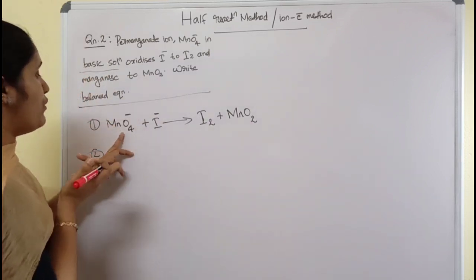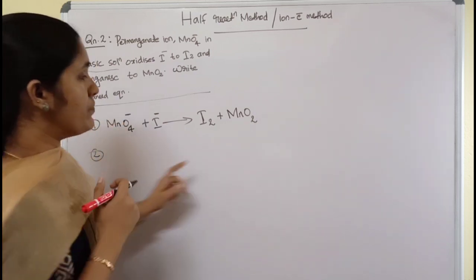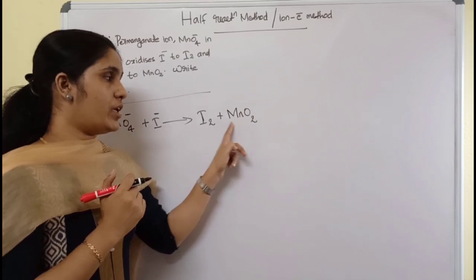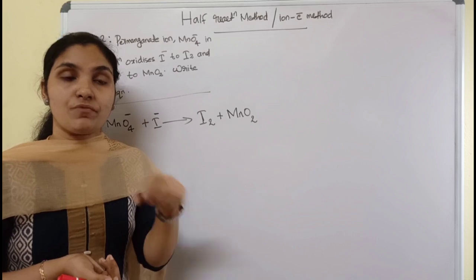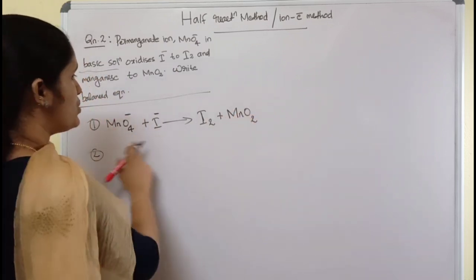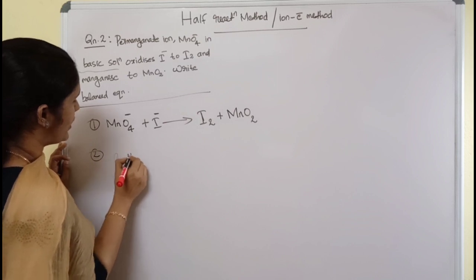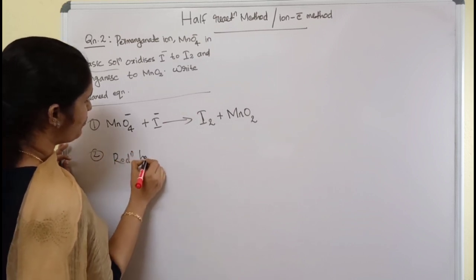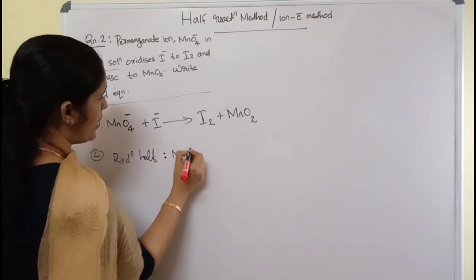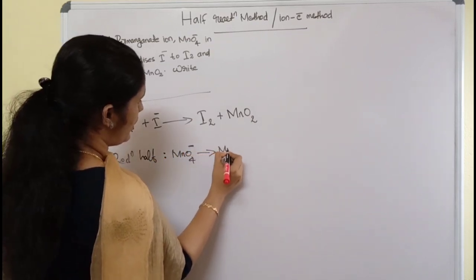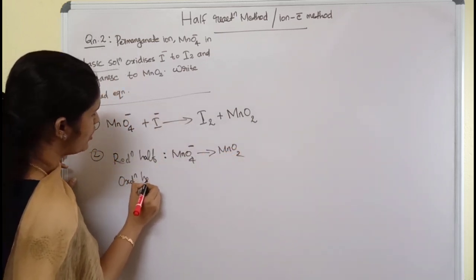In case of this MnO4 minus, manganese is in +7 oxidation state, and coming to this MnO2, here manganese is in +4 oxidation state. That changes from +7 to +4. So this is reduction. Okay, so first write the reduction half. So the reduction half is MnO4 minus turns to MnO2, and next step is to write the oxidation half.